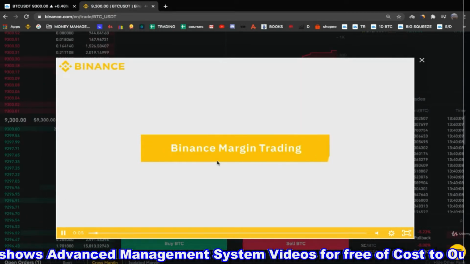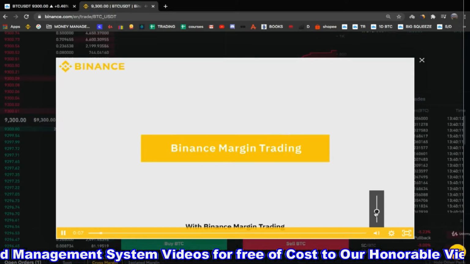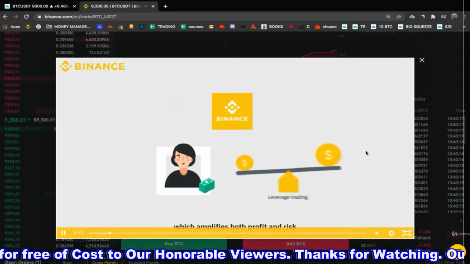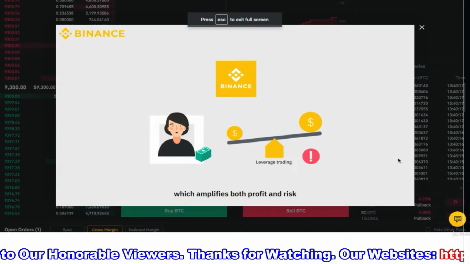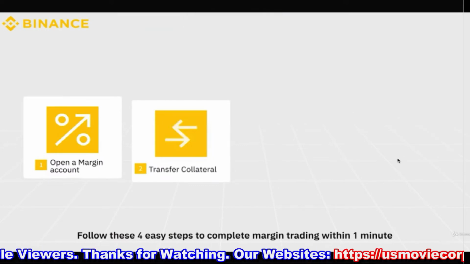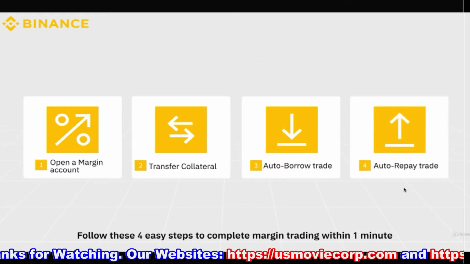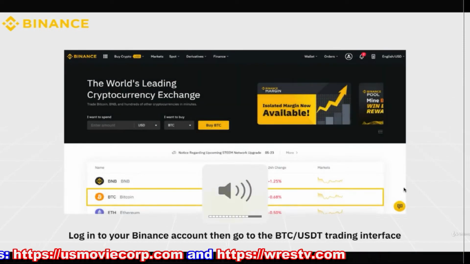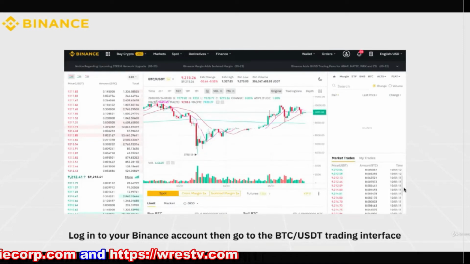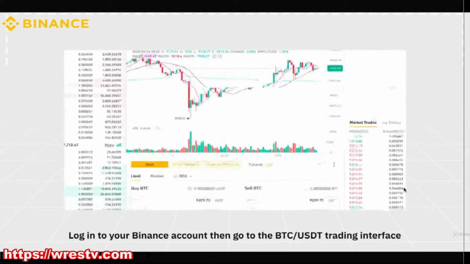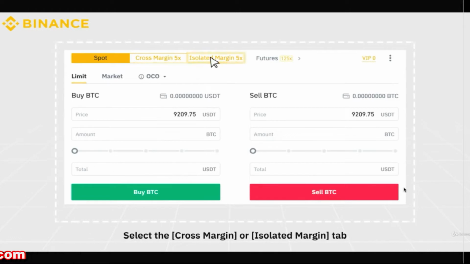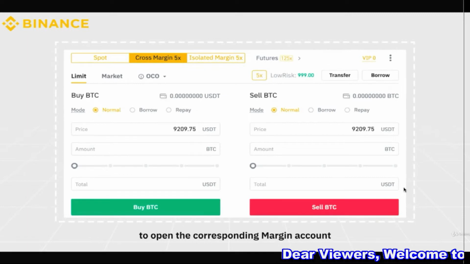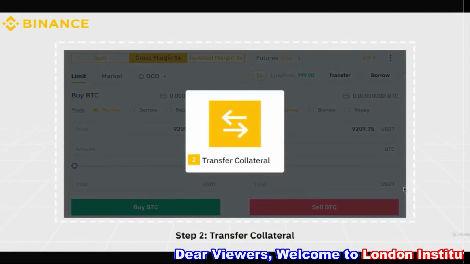Get started with Binance margin trading. With Binance margin trading, you can borrow funds to perform leveraged trading, which amplifies both profit and risk. Follow these 4 easy steps to complete margin trading within 1 minute. Step 1. Open a margin account. Log into your Binance account, then go to the BTC USDT trading interface. Select the cross margin or isolated margin tab. Click on Open Now to open the corresponding margin account. Step 2. Transfer collateral.